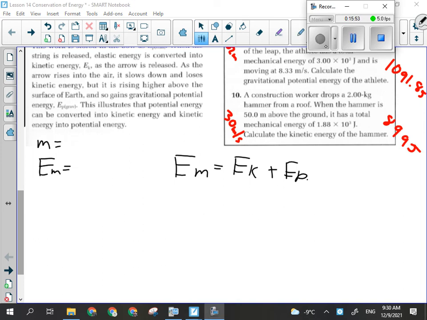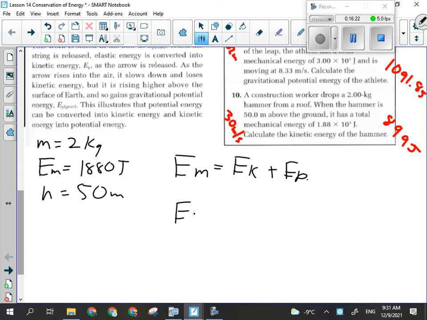All right, let's have a look at number 10 here. We know the mass is 2 kilograms. We know the mechanical energy is 1,880 joules. We know that the height is 50 meters above the ground. We want to find the kinetic energy of the hammer. Mechanical energy, which we know, is equal to kinetic plus potential, which we can find. So what do I have to do to get EK by itself? Subtract EP. So that's going to be 1,880 joules minus 2 times 9.81 times 50.